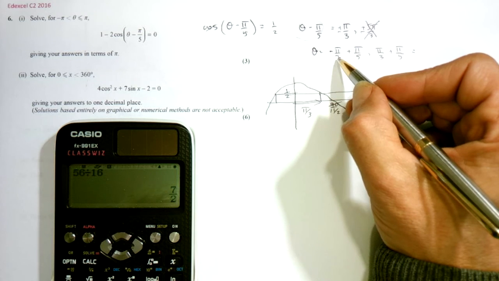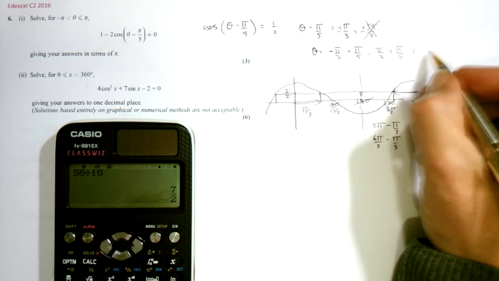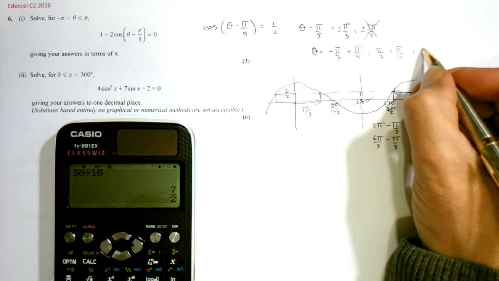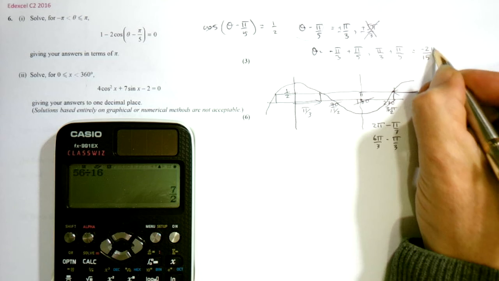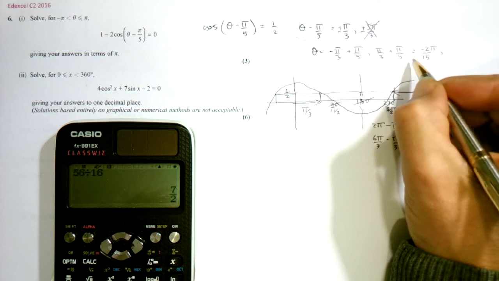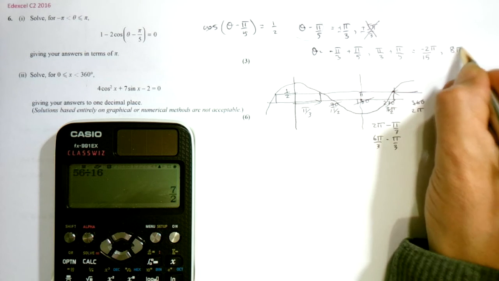And so both of those two: minus pi by 3 is minus 5/15, add 3/15, so minus 2/15 of pi, and this one is 5 add 3 is 8 pi by 15.